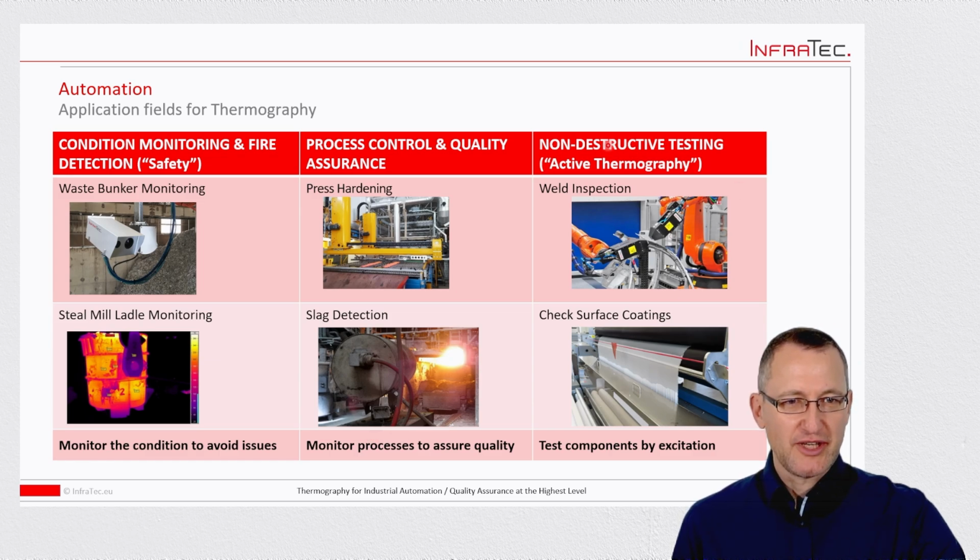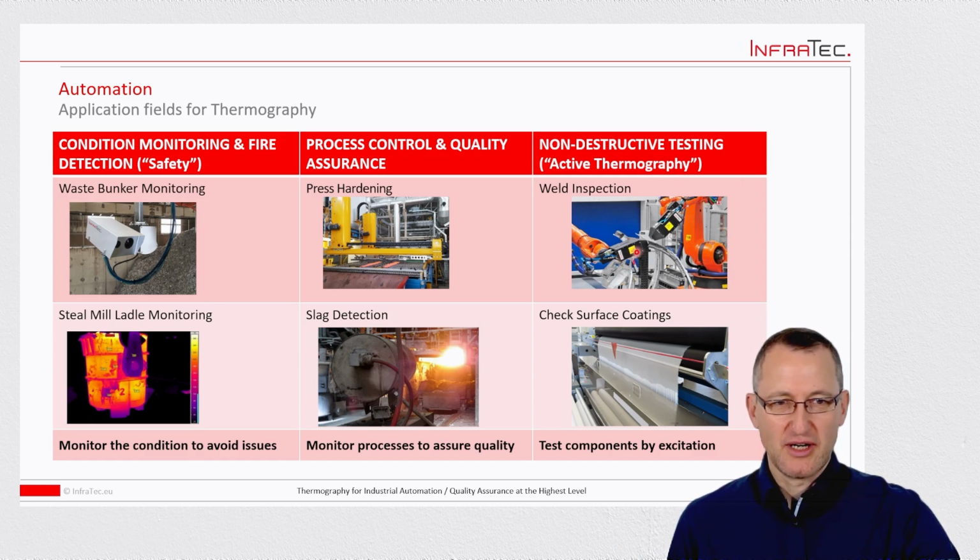Last but not least, we have the non-destructive testing, the active thermography that I have explained before. Some examples here are weld inspection. So we use excitation and then check the quality of welds. Or here's another example, to check surface coatings. There's also excitation and then we check the coatings.